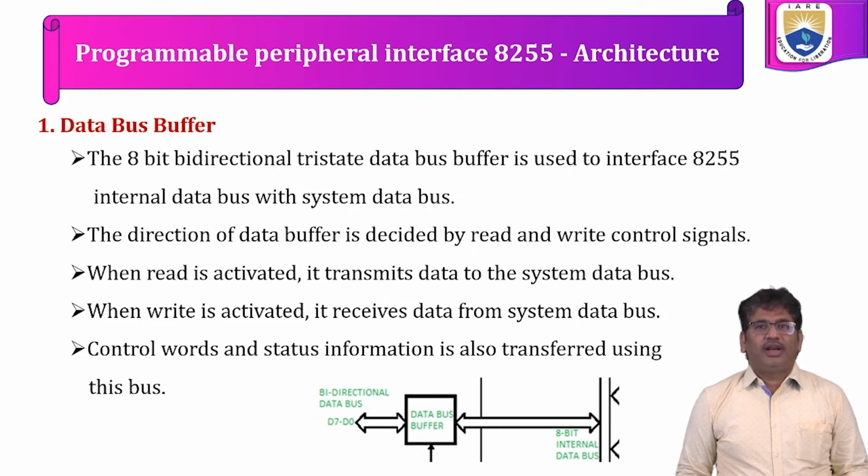The direction of the data bus buffer is decided by a read-write control signal generated by the processor. When read is activated, it transmits data to the system bus. When write is activated, it receives data from the system bus. Control words and status information are also transferred using the data bus.